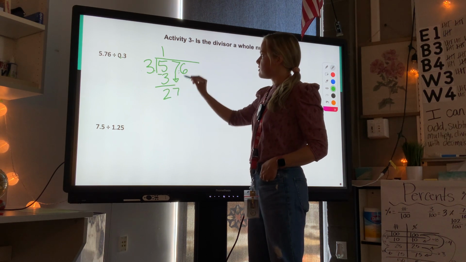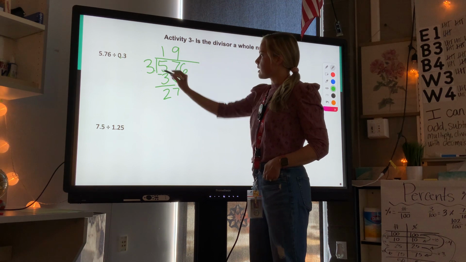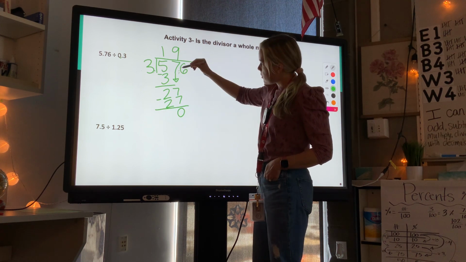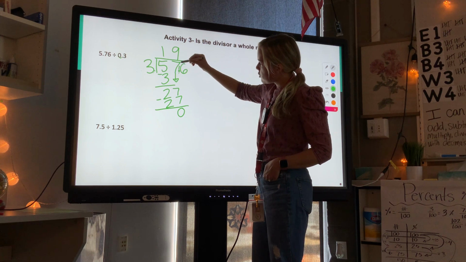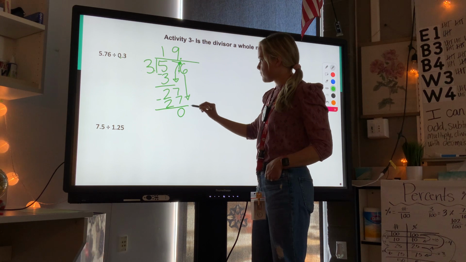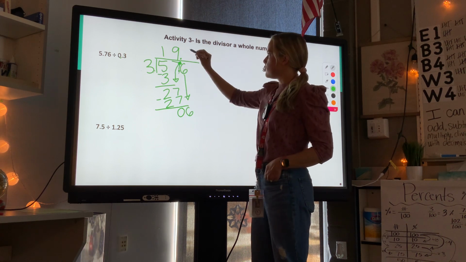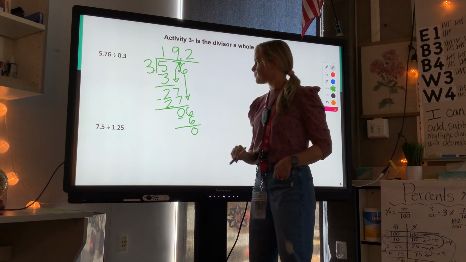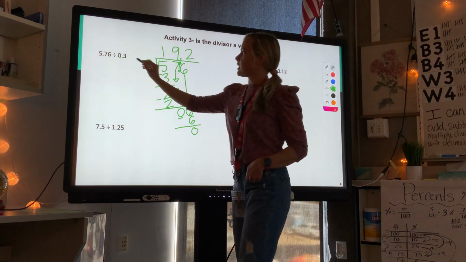3 goes into 27 9 times. 9 times 3 is 27. Subtract and we get 0. So now I have my decimal right here in the new spot, so I bring it right up into my answer and bring down the next digit. And 3 goes into 6 2 times. And 2 times 3 is 6. Subtract and we get 0. So your quotient is 19.2.